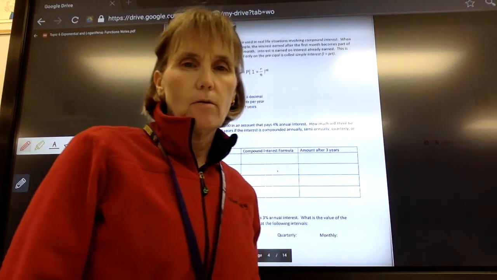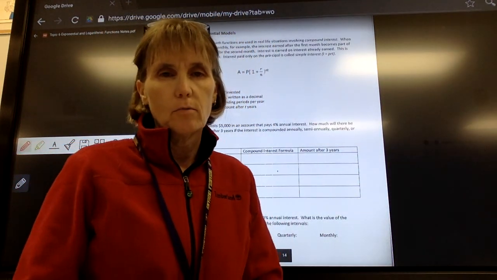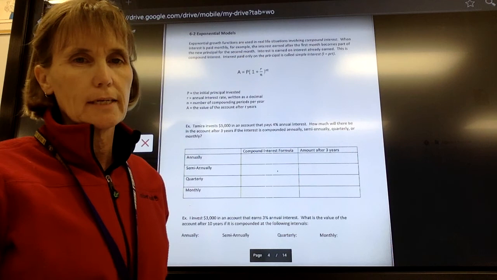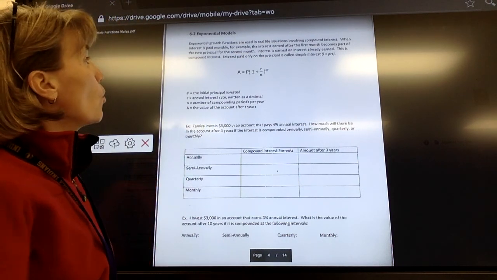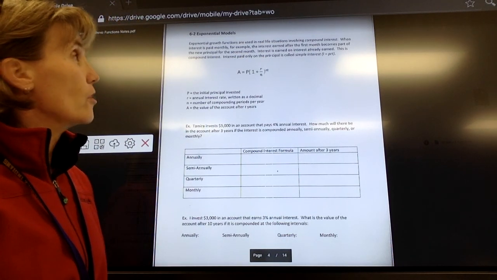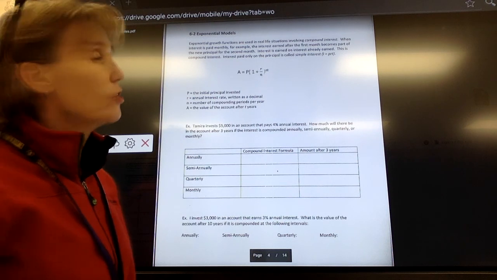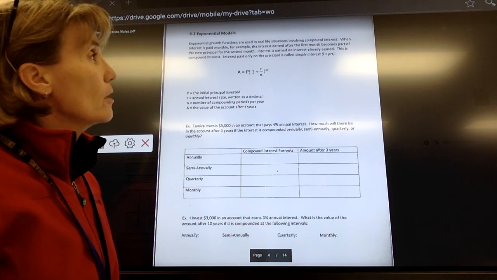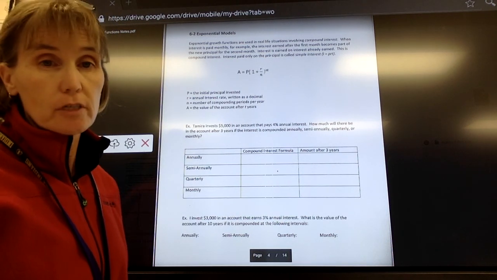Now that we've looked at what an exponential function is, and we've looked at what exponential growth and decay are, we're going to look at exponential growth functions that are used in real life situations. And one of the most common is compound interest.